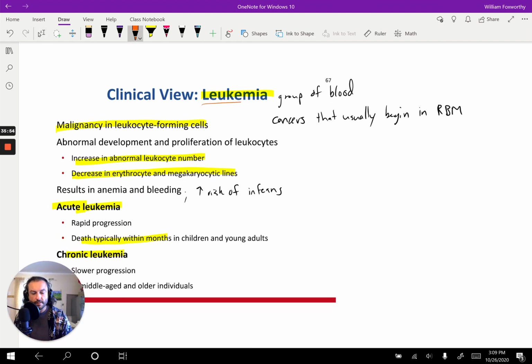Leukemia is a type of blood cancer that usually begins in the red bone marrow and results in an increase in the number of abnormal leukocytes. So you make all these leukocytes that do not carry out their normal function. As a result, you're going to have a decrease in your erythrocytes and megakaryocytes, which make platelets, and also a decrease in the number of normal functioning leukocytes. And as a result, you can develop anemia, bleeding, and an increased risk of infections.